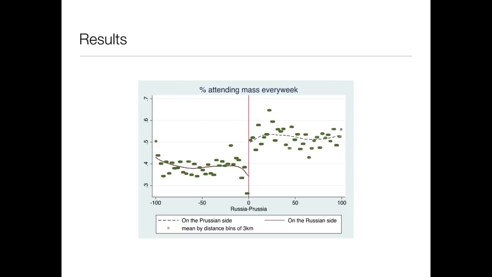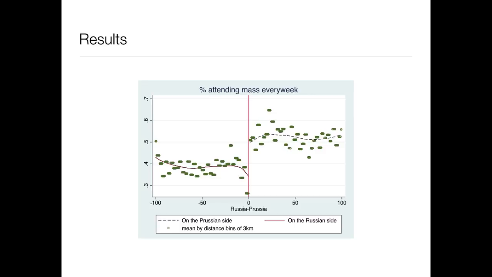Similarly, if you look at the percentage of people who are attending Mass every week, you find that the folks just on the Russia side of what used to be the Russia-Prussia border are considerably less likely to attend Mass every week than the folks who are just on the Prussia side of the former Russia-Prussia border. Now, recall that we're now a couple hundred years after these partitions were implemented, and more than a century after they disappeared.